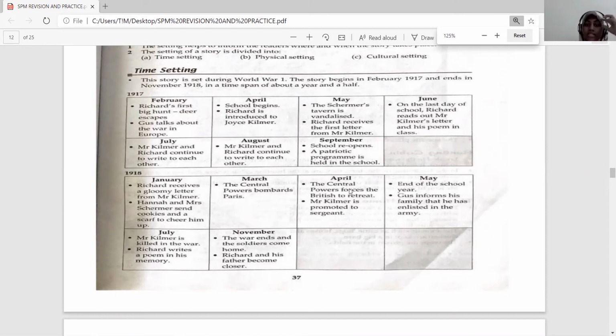Okay, and then March, April, May, you can see July and November, in another two more chapters, we will be going from March to November, and all these incidents will happen. All right. In the end, Mr. Kilmer will be killed, and Richard will write a poem. Okay. And in November, the war ends, and Richard and his father become closer. All right. Richard will become a famous writer as well.